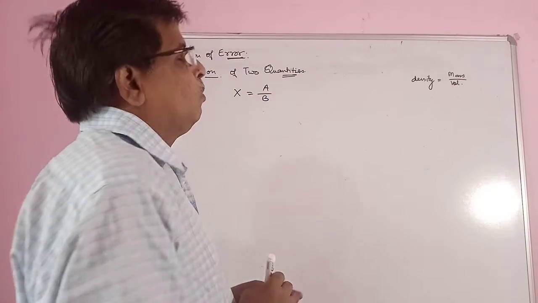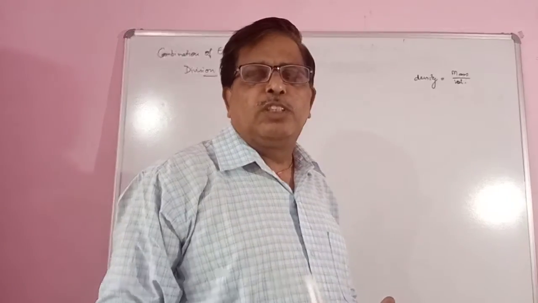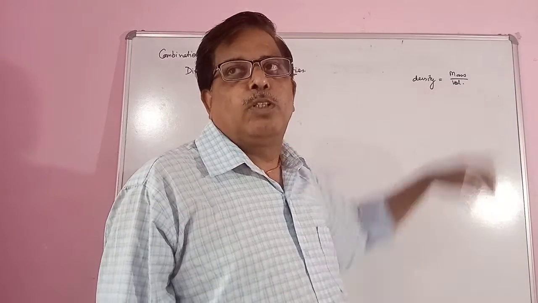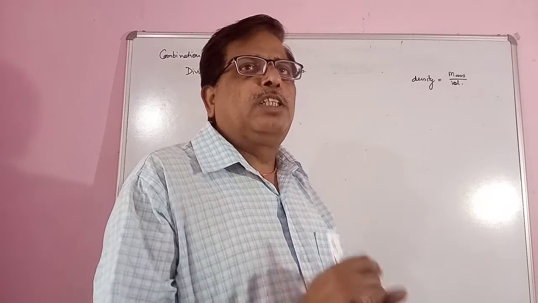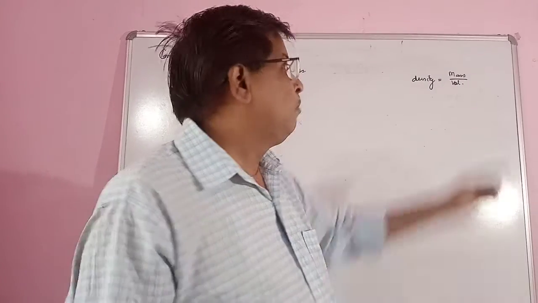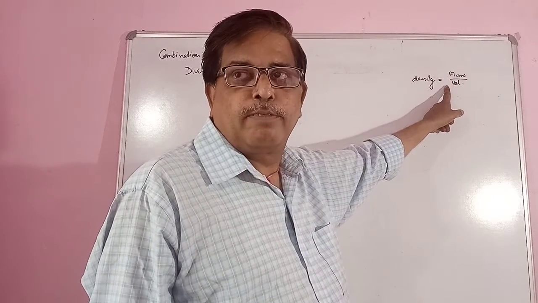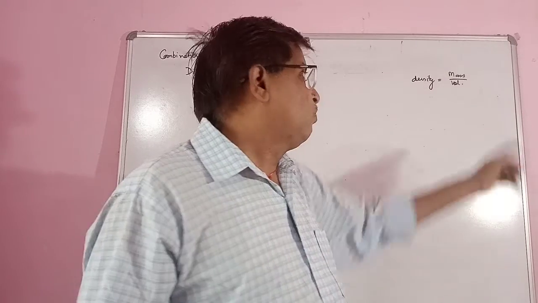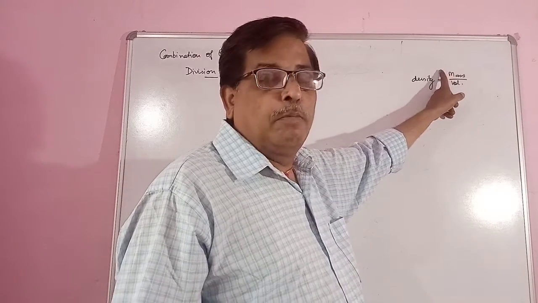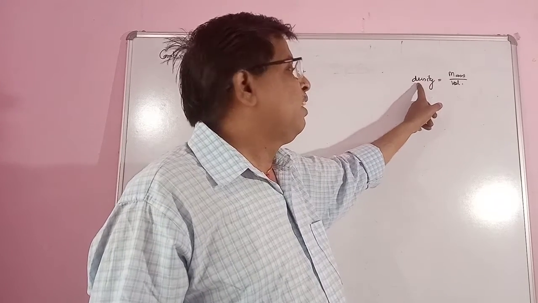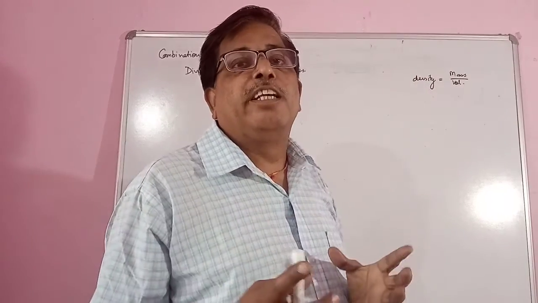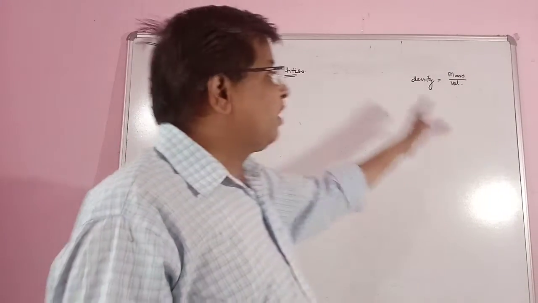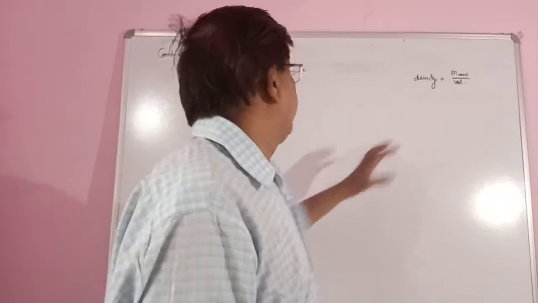mass upon volume. A person measuring the mass of an object and the volume of the object may make some error in measuring mass as well as volume. So what will be the effect on density? Definitely, if there is an error in mass as well as volume, there will be some error in density also. So here we calculate the effect of error if two quantities are related as x equal to a upon b.